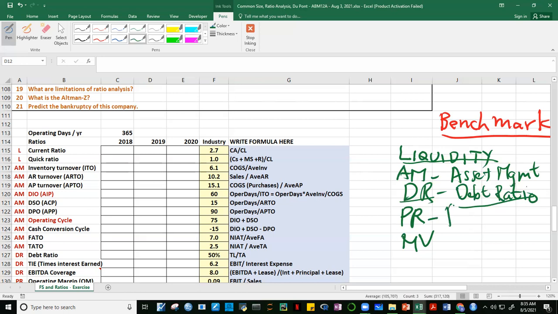And then this one is profitability ratios. Profitability ratios. And the last is market value ratios. Market value ratios. Okay, so these are the 5 types of ratios that we're going to look into today. No? Hindi natin matatapos lahat to.